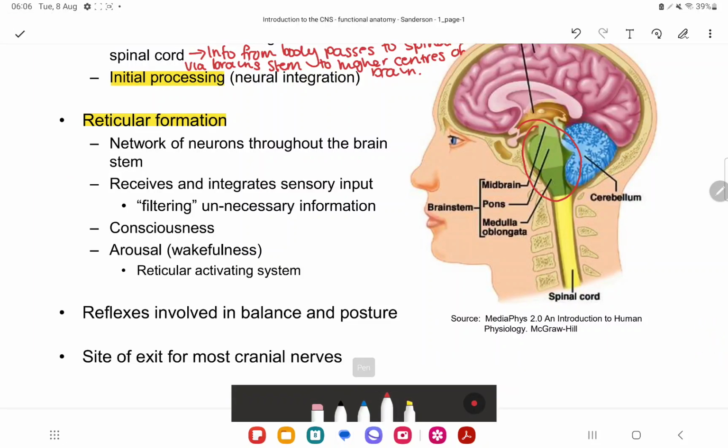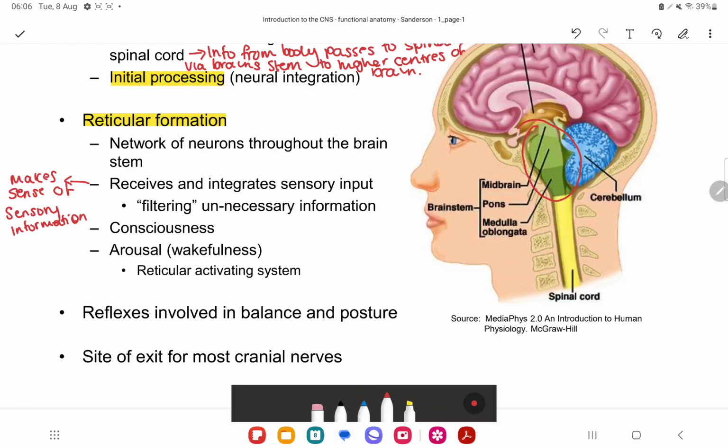So it receives and integrates sensory input. What that means is that it makes sense of sensory information.